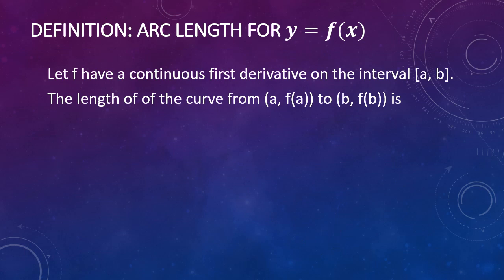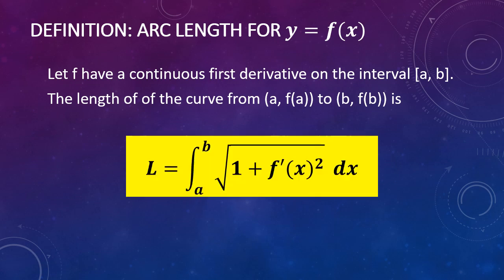So that brings us to the definition of arc length for y equals f of x. Let f have a continuous first derivative on the interval [a, b]. Then the length of the curve from (a, f(a)) to (b, f(b)) is L equals the integral from a to b of the square root of 1 plus the derivative of f of x, squared, dx.